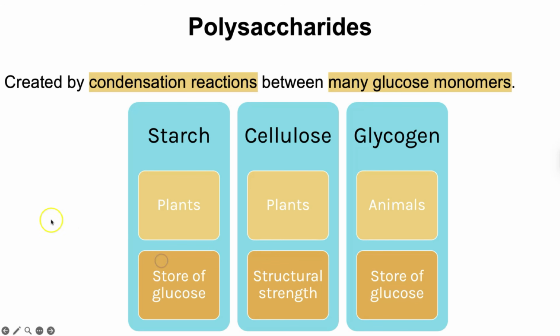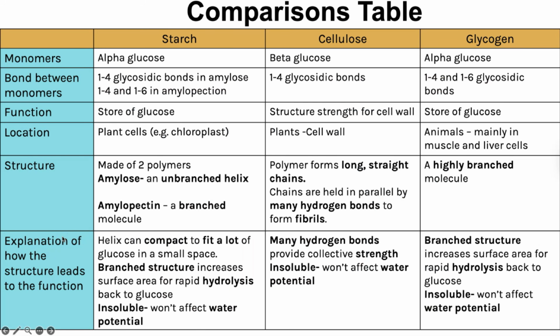So lastly in the carbohydrates then is the polysaccharides, which are created by condensation reactions between many glucose monomers. And you learn about starch, cellulose and glycogen. Starch is found in plants, as is cellulose. Glycogen is found in animals. And the overall function of these: starch is a store of glucose, cellulose provides structural strength to the cell walls, and glycogen is also a store of glucose. But we can have a look at all of those in more detail.